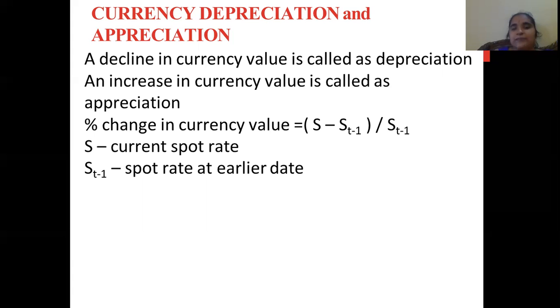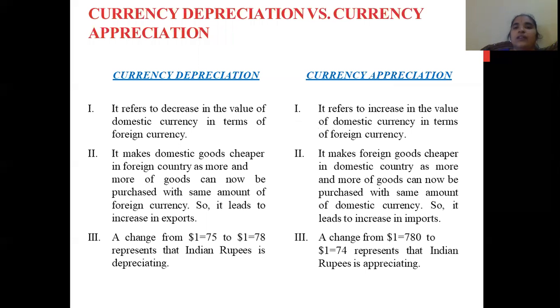S is the current spot price, so today's or the recent price of that currency is S. Then what is S(t-1)? It is the spot rate at an earlier date, maybe a month ago, when it was 73 rupees. So by using this formula, (72 minus 73) divided by 73, you will get the percentage appreciation or depreciation in the currency value.